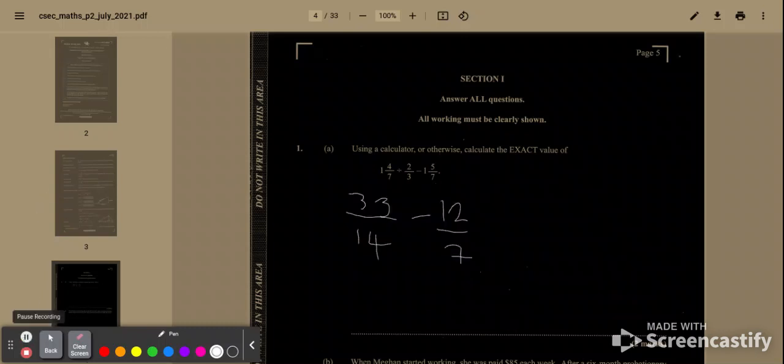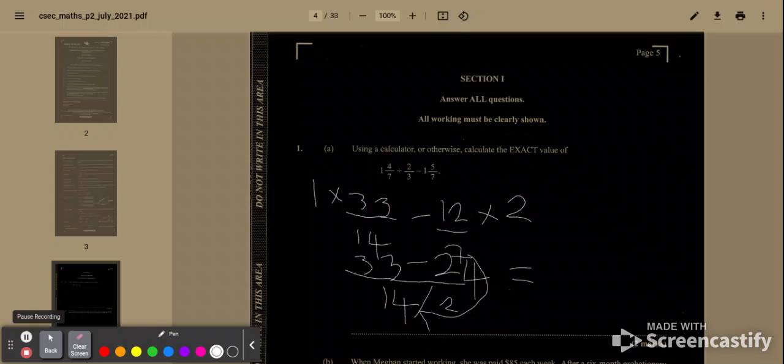We need to find a common denominator between 14 and 7, and that would be 14, because 14 can go into itself and 7. 14 goes into itself 1 time, and this 1 we multiply by the numerator of 33, so 1 times 33 gives us 33, minus. 7 goes into 14 2 times, so the 2 we multiply by the numerator: 12 times 2 gives us 24. 33 minus 24 leaves us with 9 over 14. So that's the answer for this question.